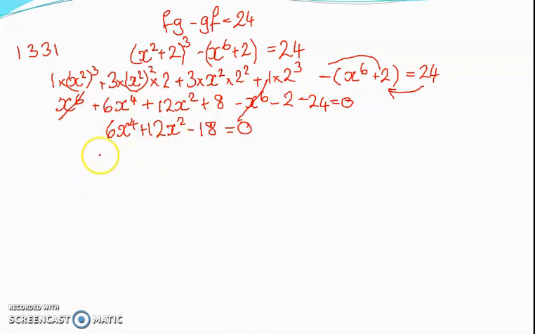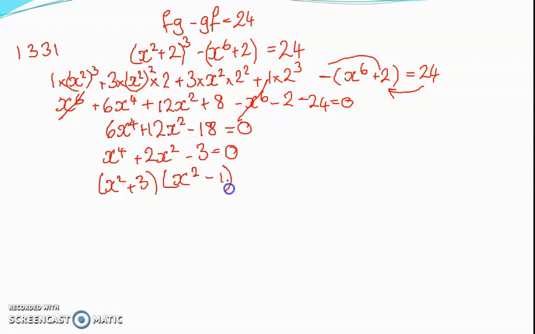And I can divide everything by 6, which does help a lot. If I divide by 6, I get x to the 4 plus 2x squared minus 3. Now, most of you will probably think of this as a disguised quadratic, and you'll put it into a calculator. I'm going to factorize because I think it's quite an easy one. It's x squared plus 3, x squared minus 1. If I factorize it, notice x squared is the middle term. You could do that on your calculator.